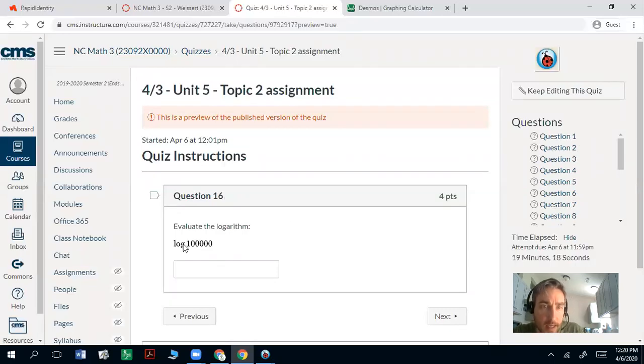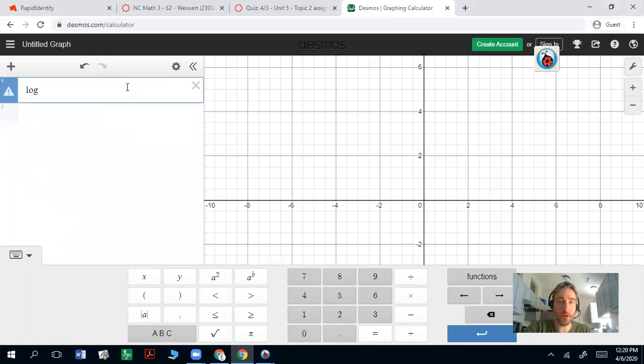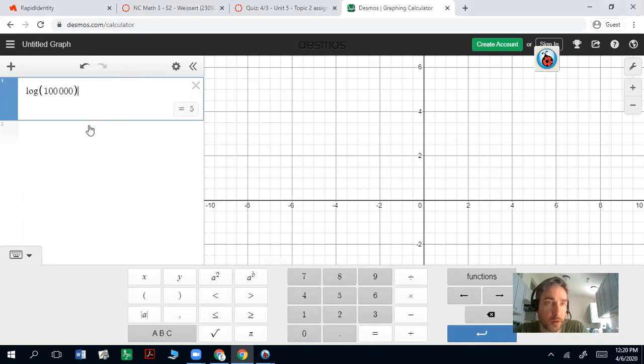So when it does not give you a base, when it says log of 100,000, you know what you're doing on that problem. If there's no base, then don't worry about typing the base. Log of 100,000 is 5. Now, why is there no base? What is the base if it's not written? What's that default base for log?